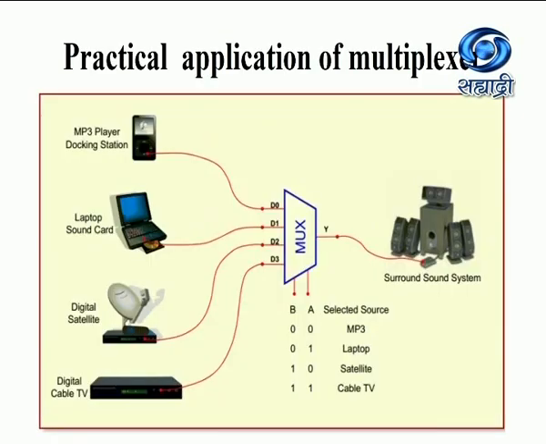So this is the practical application of multiplexer. Here in this diagram, we can use different inputs as data inputs for MUX, and only one output is connected to that MUX. So selected sources are MP3, laptop, satellite, and cable TV as per select inputs.